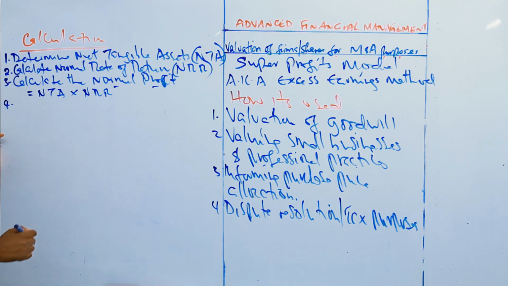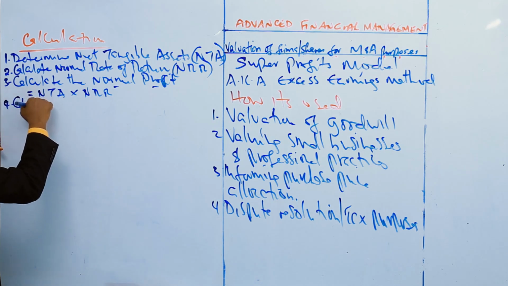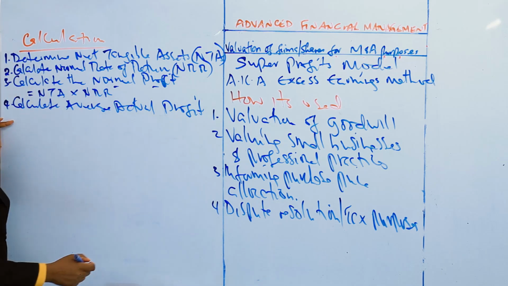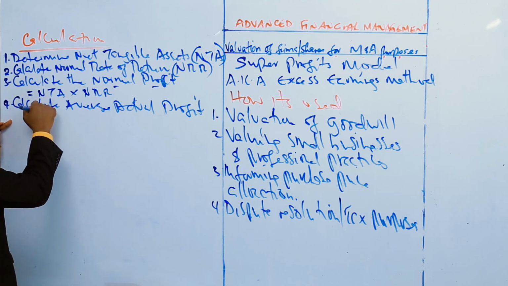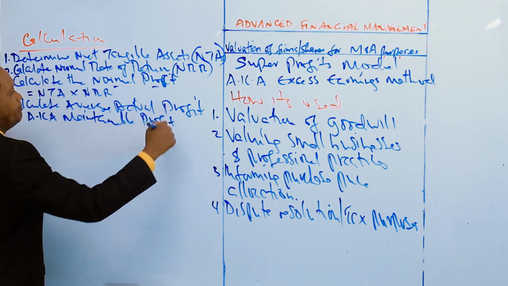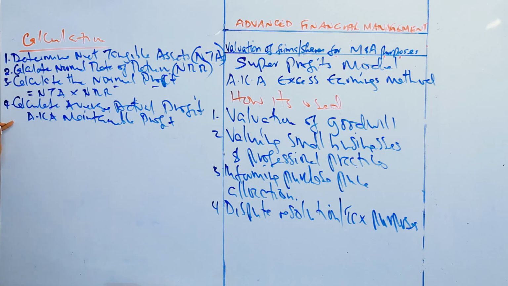Step number 4, in calculating the value of a target company for mergers and acquisition purposes, is to calculate the average actual profit. Now, the average actual profit is sometimes referred to as maintainable profit. Calculate the maintainable profit. Calculate the average actual profit.